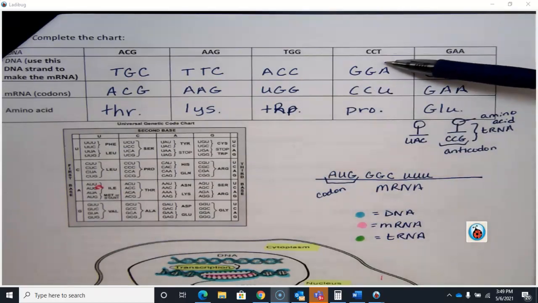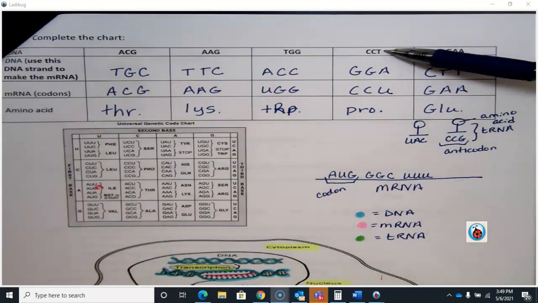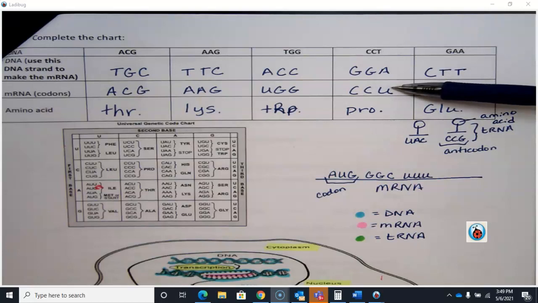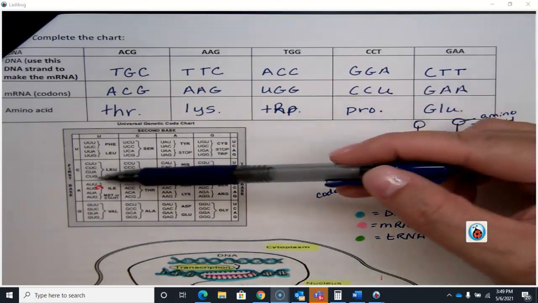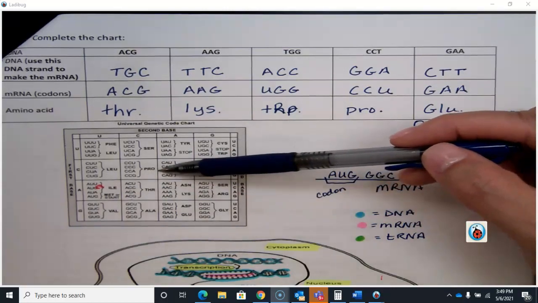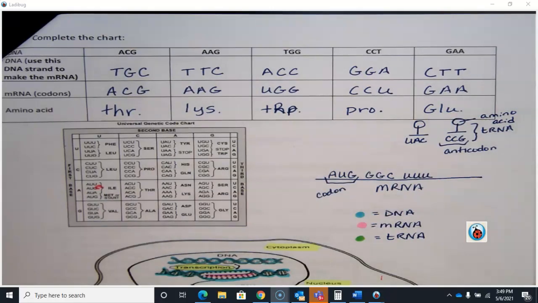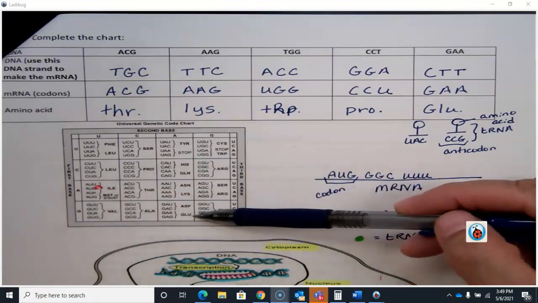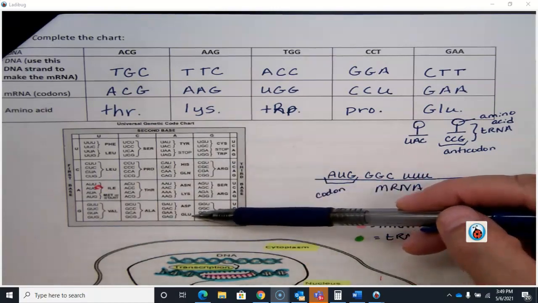The next column, if one side of the DNA is CCT, the other side would be GGA. The mRNA would be CCU, again, U. So if we look up CCU, it codes for proline, the amino acid proline. And then lastly, if one side of the DNA is GAA, the other side of the DNA would be CTT. The mRNA would be GAA. And if we look up GAA, it codes for the amino acid glutamine.